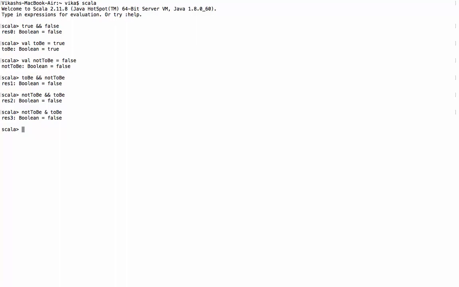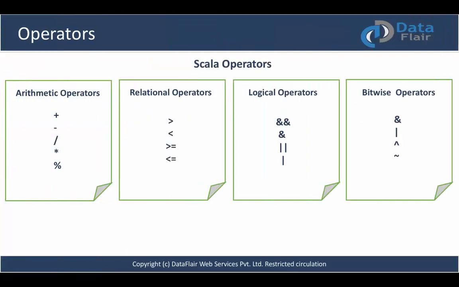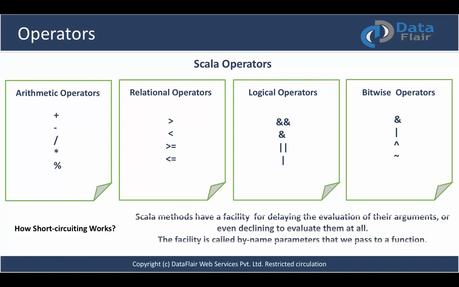So let's go back to our lecture, and next we will talk about how these short circuit operators work in Scala. When we call methods in Scala, we can pass parameters in two ways. One is called by value, and the second one is called by name. This facility for delaying the evaluation of arguments in methods, or even declining to evaluate them at all, is called by-name parameters. And this is what Scala uses for short circuiting operations.